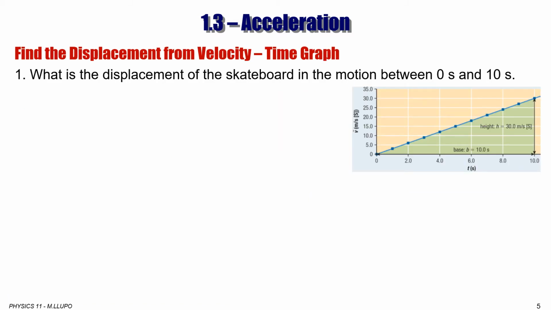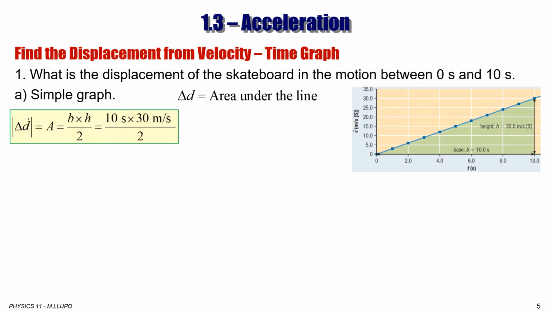We can use a velocity time graph to calculate displacement. For example, what is the displacement of the skateboard in the motion between 0 and 10? The graph there is a very simple graph. So we can calculate the area under the line using the triangle area, which is base times height divided by 2. The base is 10 seconds, the height is 30 meters per second. Then we have 150 meters south. You see the velocity label is south.